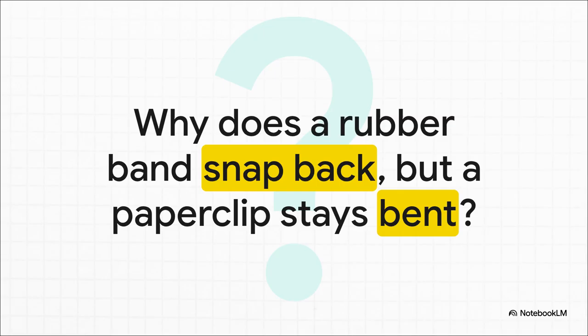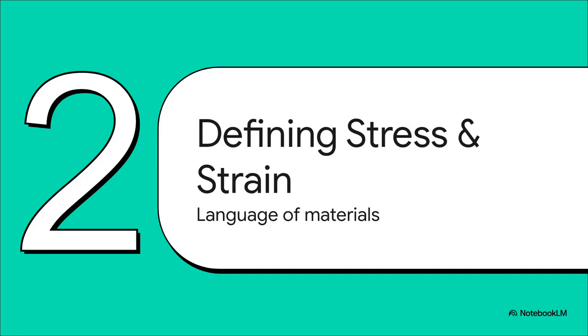The big difference here is how these two materials handle the internal forces we put on them. The rubber band, it's just hanging out in its happy place, its elastic zone. But that poor paperclip, we've pushed it too far, beyond its elastic limit, into what's called plastic deformation. It's permanently changed.